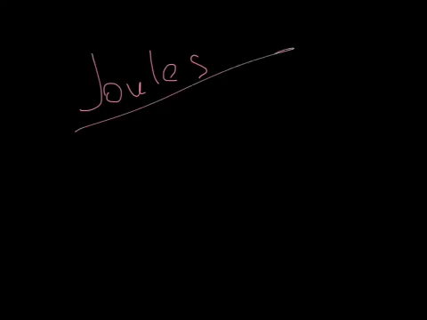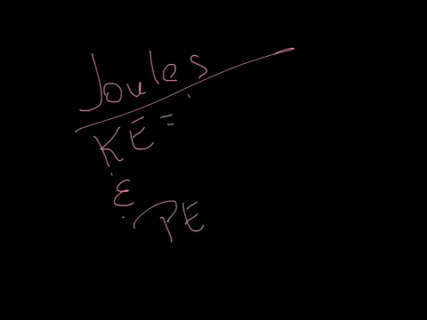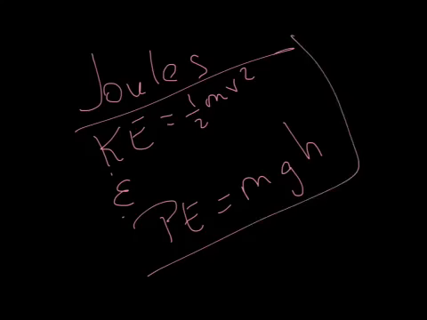So we know another unit, a way of looking at our joules. We know joules is related to kinetic energy and potential energy. So joules can be 1/2 mv squared, or it can be mgh. So until next time, think about that.